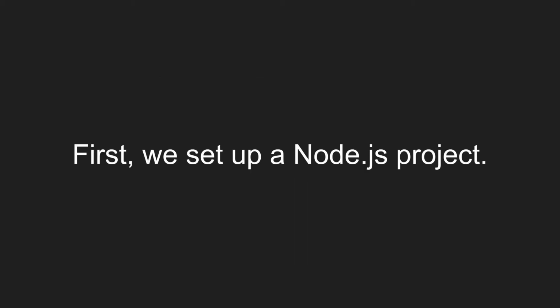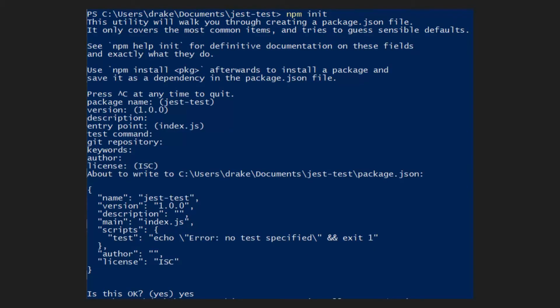First off, let's take a moment to set up a basic Node.js project. So, I use the npm init command to create a new Node.js project. What this does is create a package.json file, which contains a couple fields. You can see it has the name Jest test, which is the name of the directory that I ran npm init in. And you can also see it has a scripts field, which contains another field called test. We're going to be changing this field momentarily.